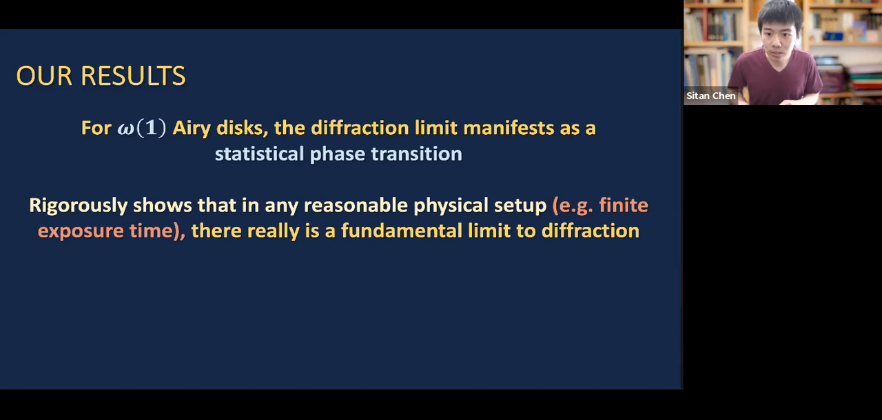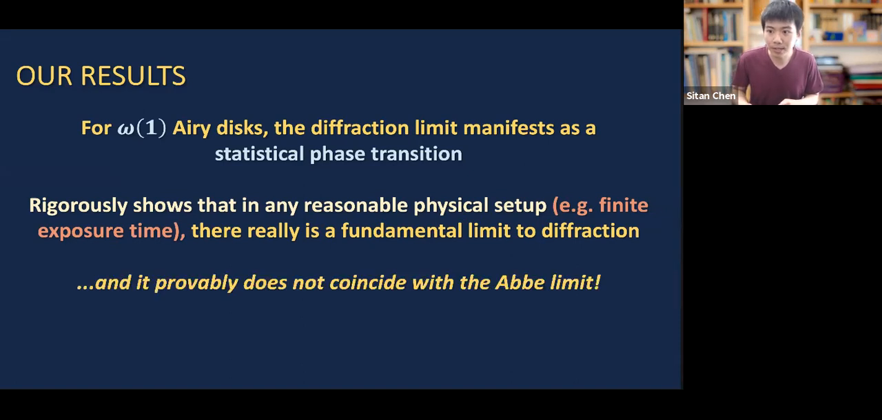And actually, the most interesting part of this result, in my opinion, is that this statistical phase transition that we pinpoint provably does not coincide with the Abbe limit. Okay, so remember, the Abbe limit occurred at separation roughly pi times sigma. What we're saying is that the phase transition occurs somewhere between 1.15 and 1.53 pi sigma.